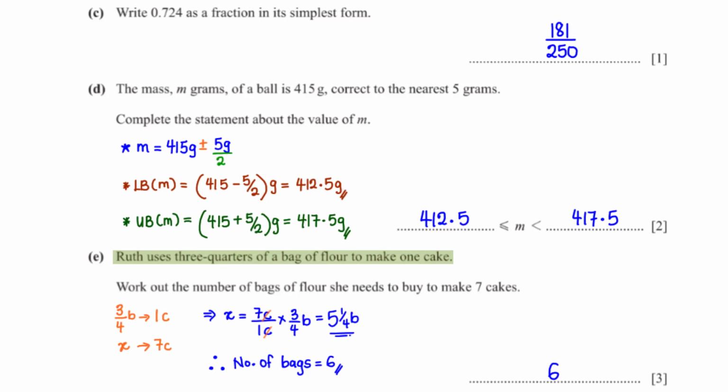Ruth uses 3/4 of a bag of flour to make 1 cake. Work out the number of bags of flour she needs to buy to make 7 cakes. If 3/4 of a bag of flour is needed to make 1 cake, then how many bags of flour would be needed to make 7 cakes? This is what we are calling x. When we cross multiply and make x the subject, this is what we have, which is equal to 5 1/4 bags of flour. This means Ruth needs to buy 6 bags of flour.